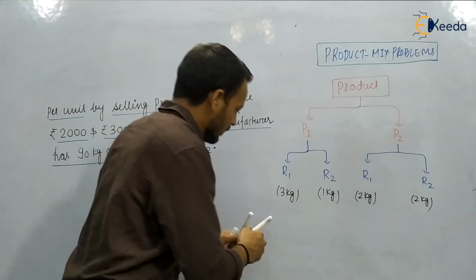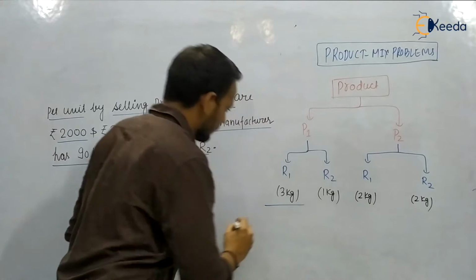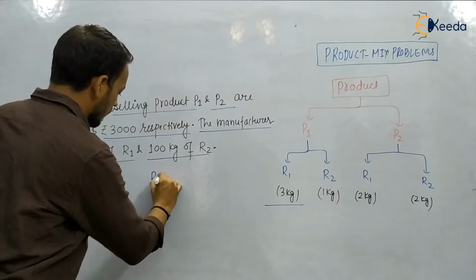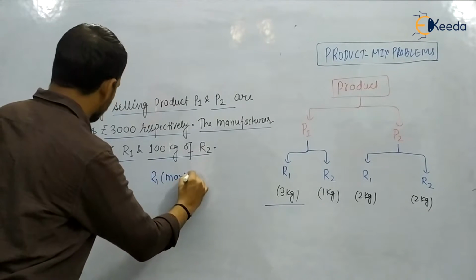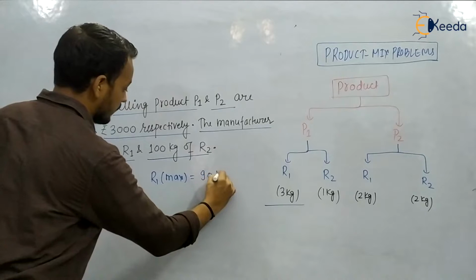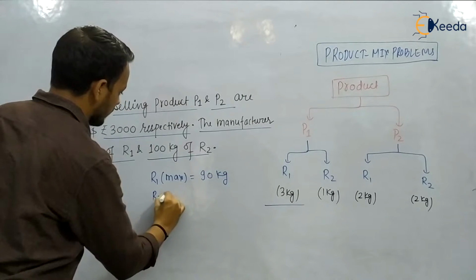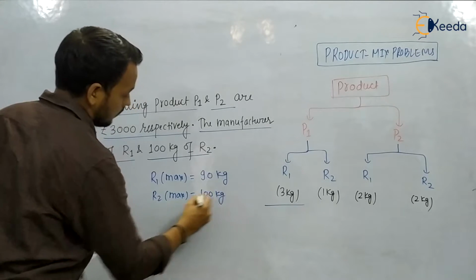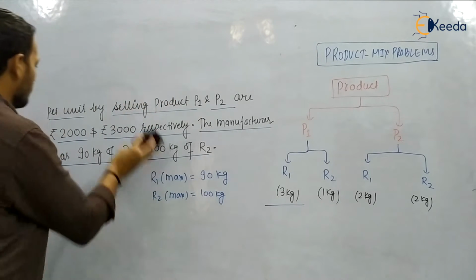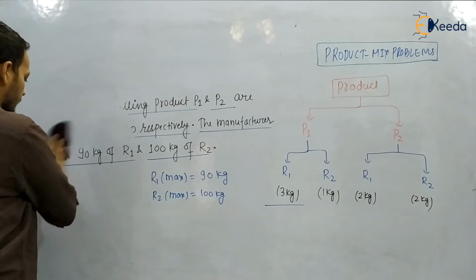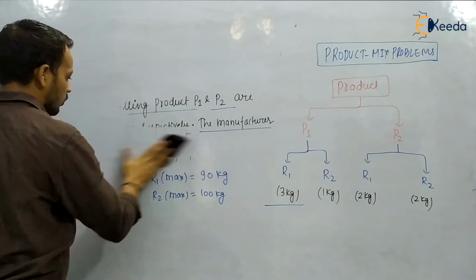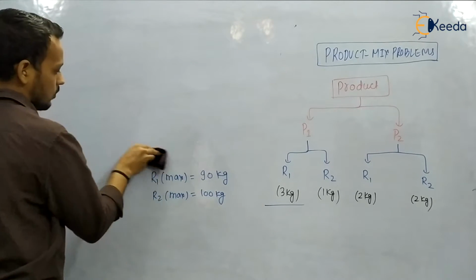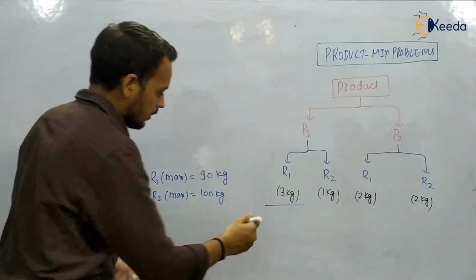The manufacturer has 90 kg of R1 and 100 kg of R2. So the total restriction has been given: R1 maximum is 90 kg and R2 maximum is 100 kg. Now we have to construct the objective function and form the constraints. R1 and R2 are basically resources.